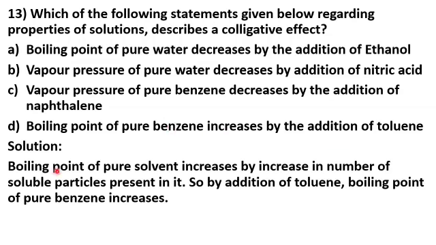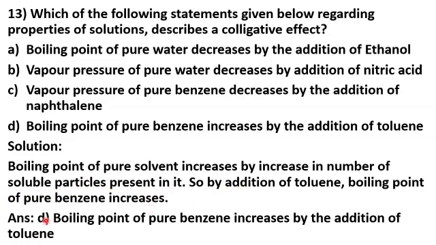So the boiling point of a pure solvent increases with an increase in the number of soluble particles present in it. So by addition of toluene, the boiling point of pure benzene increases. Hence the correct option is option D, that is, boiling point of pure benzene increases by addition of toluene.